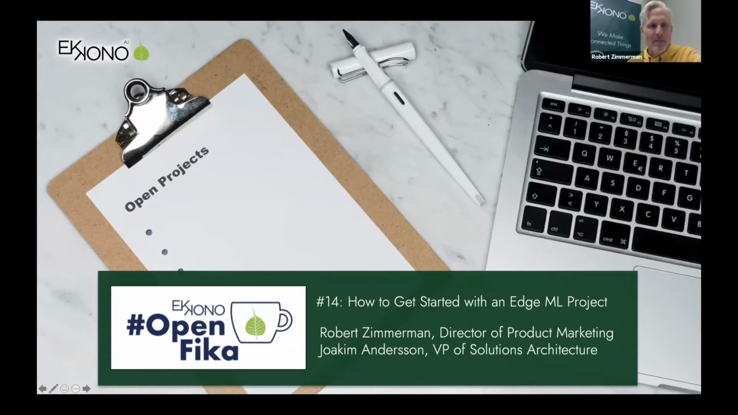My name is Robert Zimmerman. I work with product marketing here at Ekkono, and I have a special interest in processes, both internal and external. So that's why I like this topic of Open Fika. And we are two talkers today. I have Joakim Andersson as well. Hi everyone. As Robert said, Joakim Andersson.